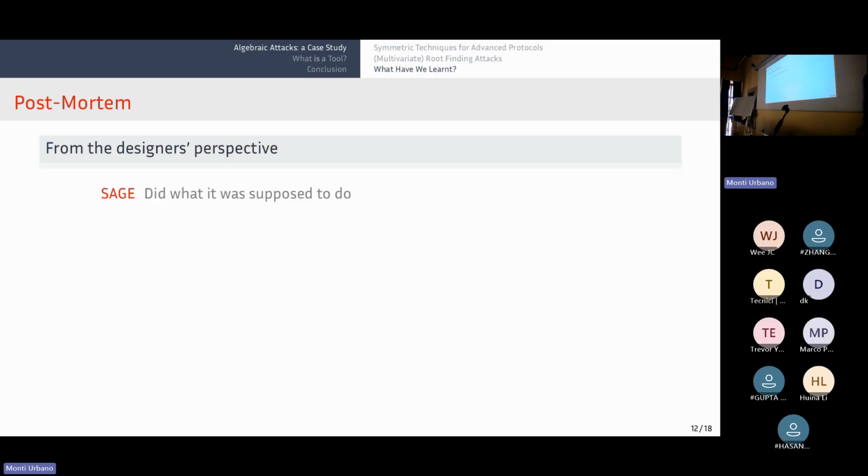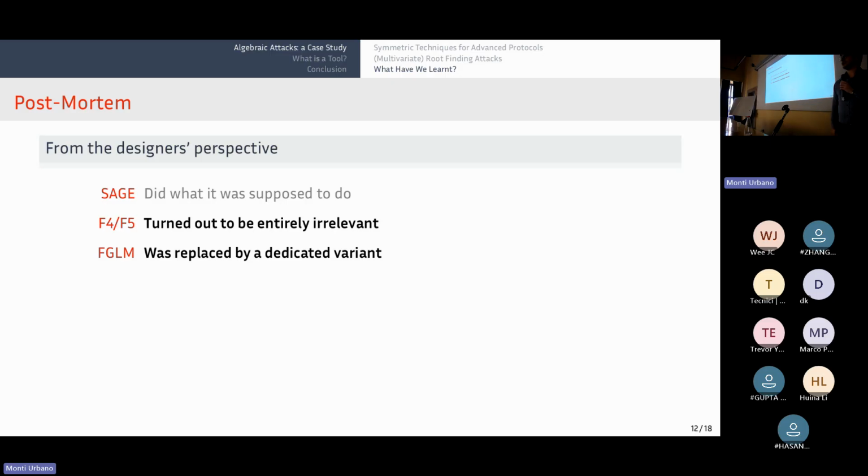From my perspective, one of our main tools, Sage, did what it was supposed to do. It was very annoying that it was so slow at finding Gröbner bases, so when we were trying to prototype our attacks, it didn't work so well. But it's OK. F4, F5, turns out we don't care. It's very annoying that we don't have efficient implementations to play with, but as far as this is concerned, completely irrelevant. FGLM, we made our own. Don't care either.